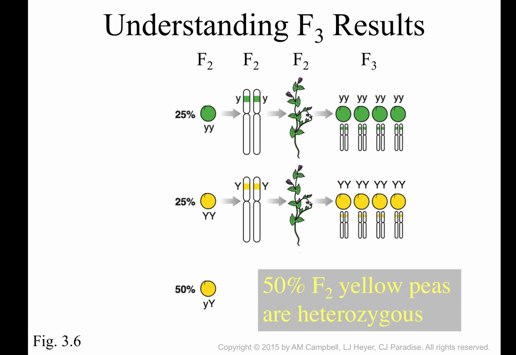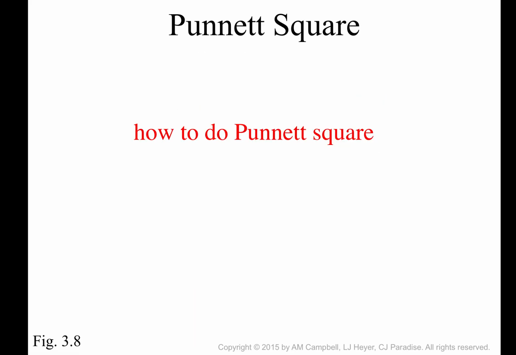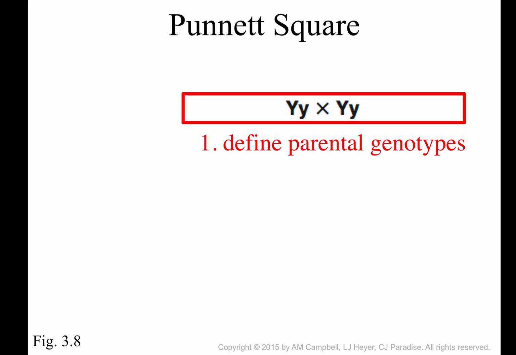But what happens in a situation where you have a heterozygous plant? Okay? In a heterozygous plant, on one chromosome you have a little y, and on one chromosome you have a big Y. And when they are crossed, some of those will end up with little y, and some of those will end up with big Y, little y. And you can use something called a Punnett square to figure that out. Okay, so how do you do a Punnett square?